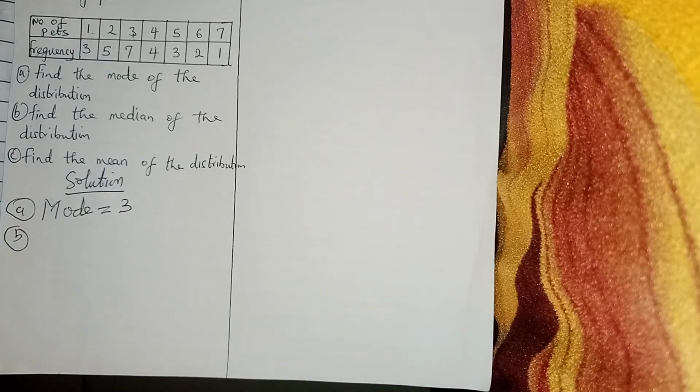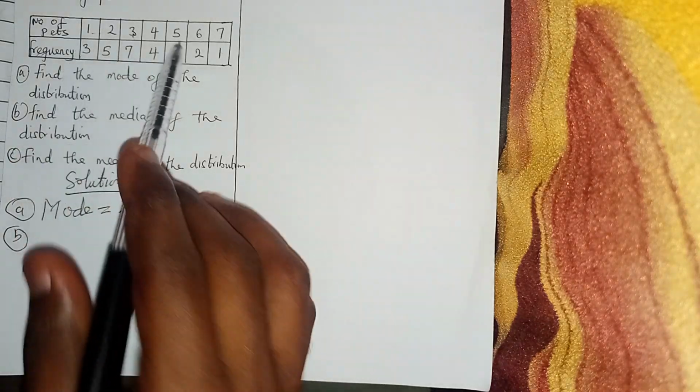Now B says the median of the distribution. When we talk about median, we are talking about the number that falls at the center. Well, we don't need to write all the 25 numbers out here. It will waste our time. But we can actually look for the median position using this formula. Median position: you just say n plus 1 over 2. So n is the total frequency, and that's 25 houses. So 25 plus 1 over 2, so we have 26 over 2. If you divide this, it gives us 13. So it means the 13th number represents the median.